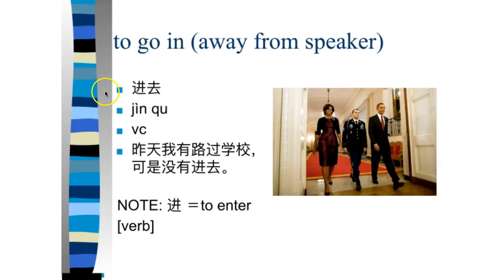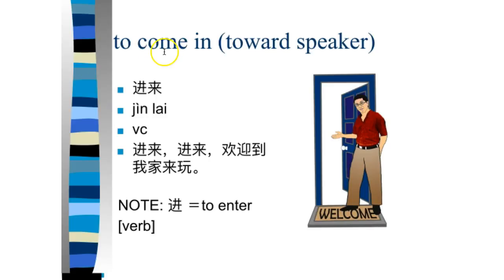To go in somewhere is 进, to enter. If I say to go in away from me, it's 进去. But if you're going to come in toward me, it's 进来. It's the same action. But the difference is that the speaker who's saying this command is in a different place. Either you're inside or you're outside.